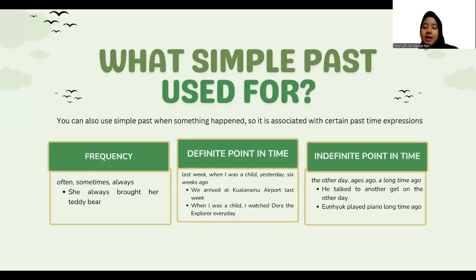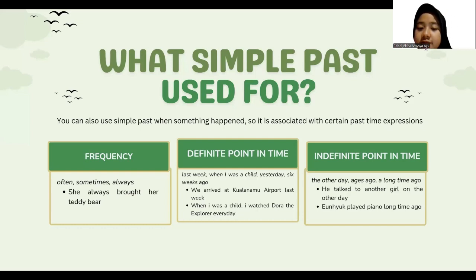Now let's talk about what simple past is used for. So you can also use simple past when something happened. It is associated with certain past time expressions. So here we have three types of past time expressions. For the first, we have the frequency. We have often, sometimes, always. For example, here we have always: She always brought her teddy bear.